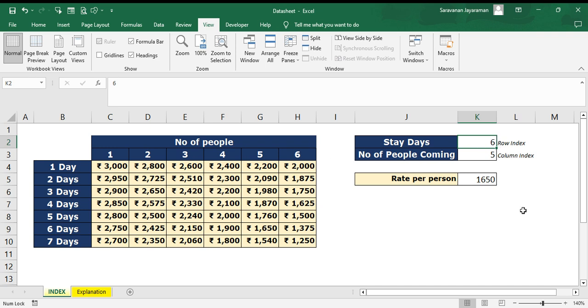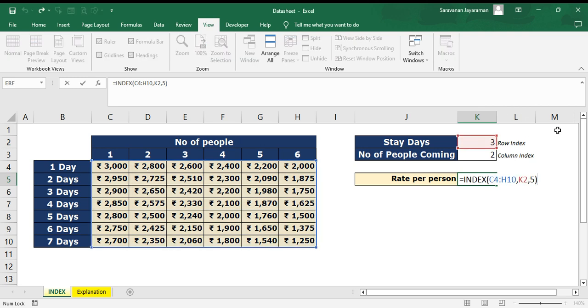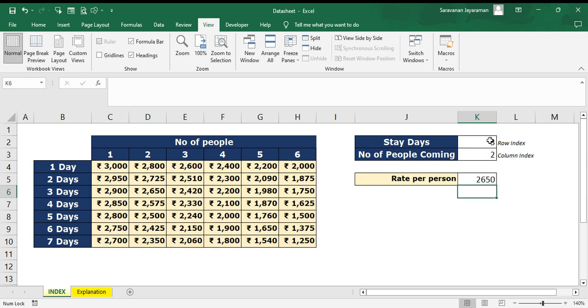Now let's say, for example, three people for 2 days. Here I have not changed, I have put five. Sorry, I did not give the reference. Here I say, okay. So 3 days for two people is 2,650.